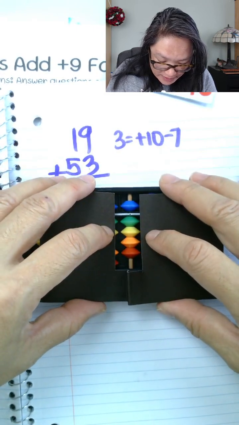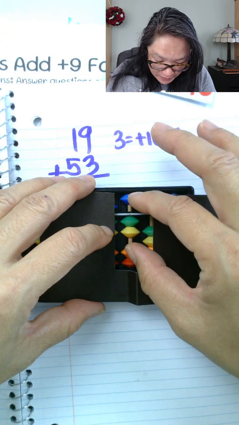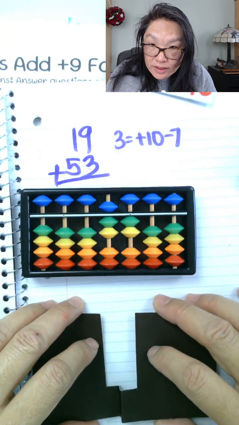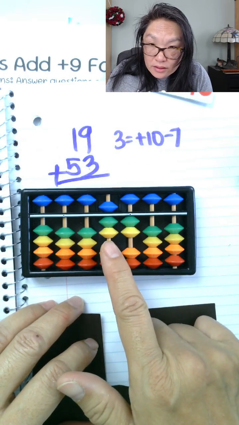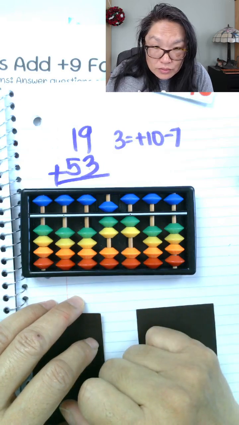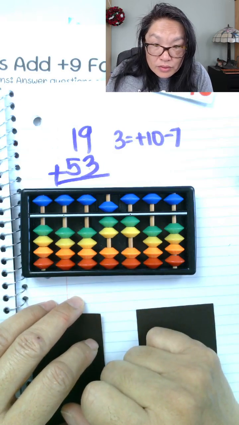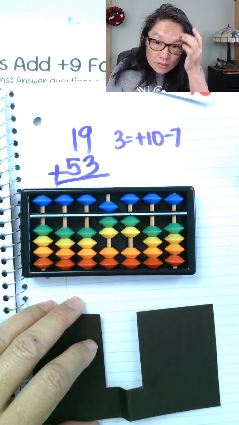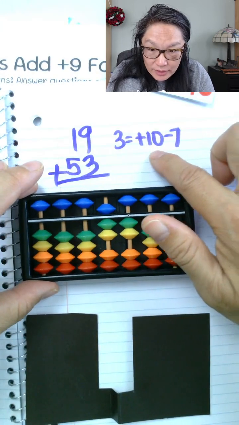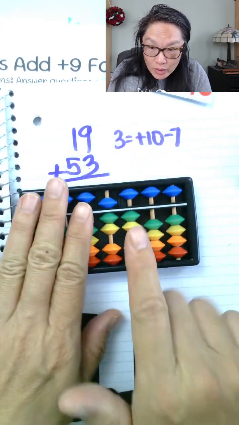And then we take away the 7. Take away 5, take away 6, take away 7. So my final answer is what? 72. Did that make sense, Pocho? Why? Because it's this right here. This 10 is always going to be left.